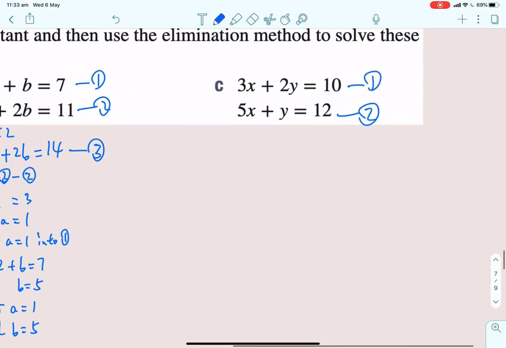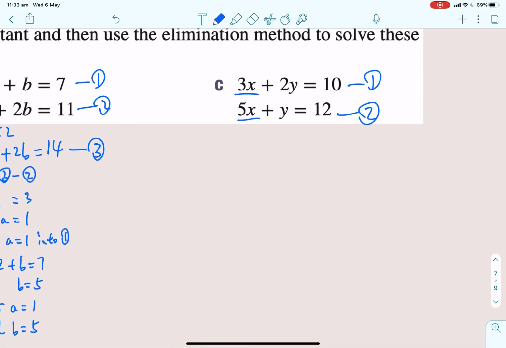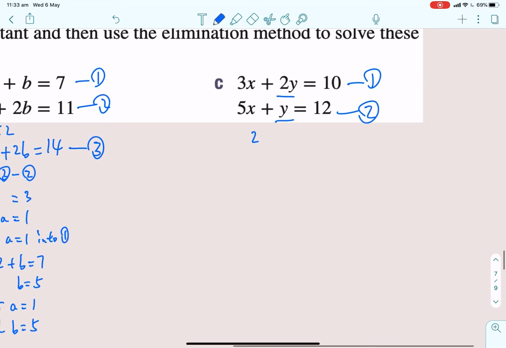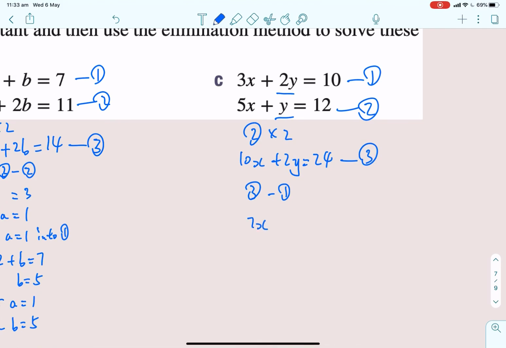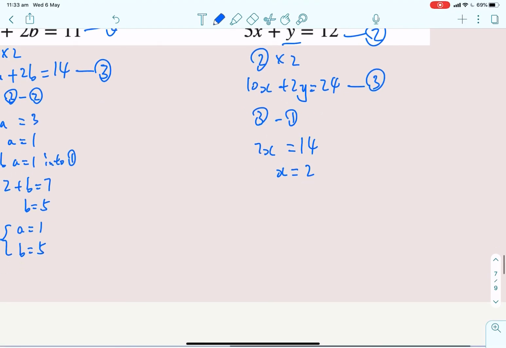The last one, x is a little bit hard to get the same. So for y, we can times the second one by 2. Second equation times 2, we got 10x plus 2y equals 24. Now, which one looks bigger? It looks like 3 is bigger, so we use 3 minus 1. 10 minus 3 is 7x. The y terms cancel each other out, and 24 minus 10 is 14, so 7x equals 14, and x is 2.